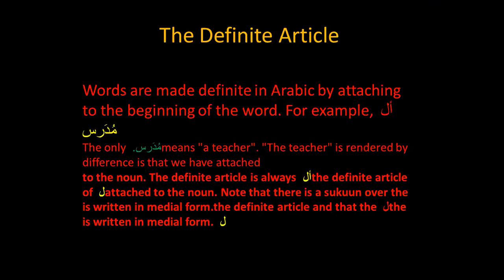The teacher is rendered as al-mudarris. The difference is that we have attached al to the noun. The definite article is always al. The definite article of lam is attached to the noun. Note that there is a sukoon over the lam written in the middle of the definite article, and that the lam is written in the middle, like that.